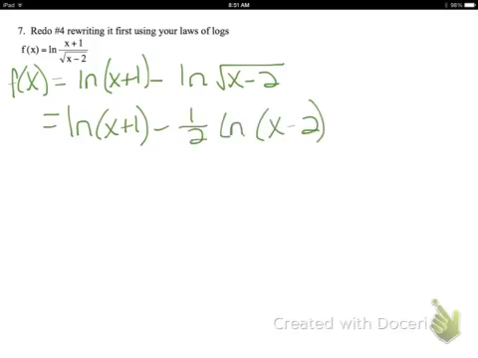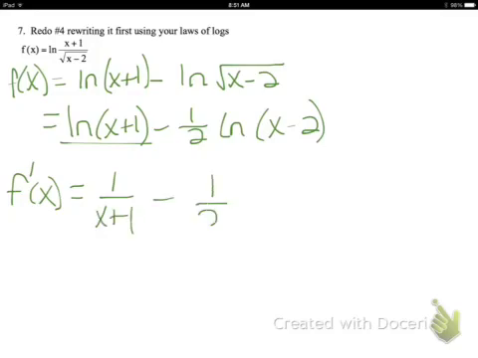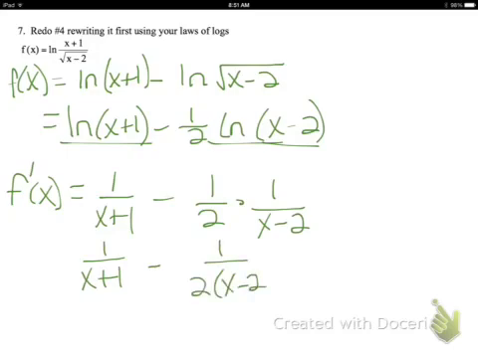Now I could just differentiate each term, guys. So the derivative of that would just be 1 over x plus 1 minus, leave the 1/2, times the derivative of natural log of that would be 1 over x minus 2. So I have 1 over x plus 1 minus 1 over 2 times x minus 2. And then if you found a common denominator, you'd get the exact same answer. Okay, so go ahead and find a common denominator, and you would get x minus 5 over 2 times x plus 1 times x minus 2.